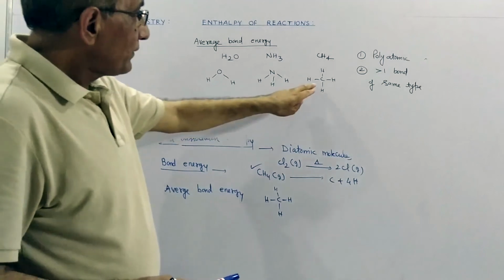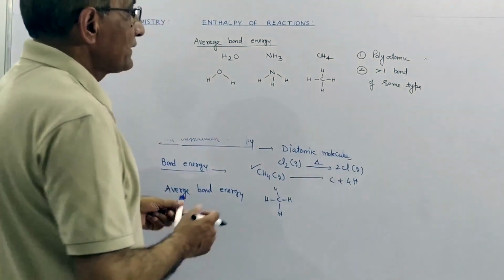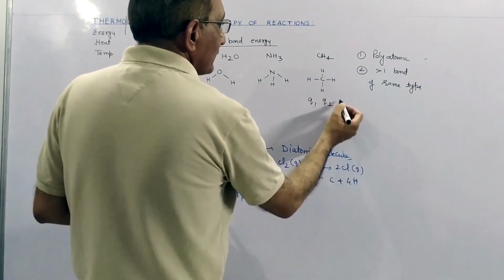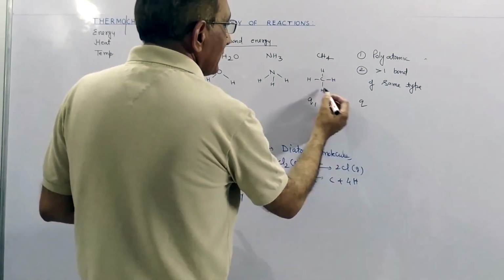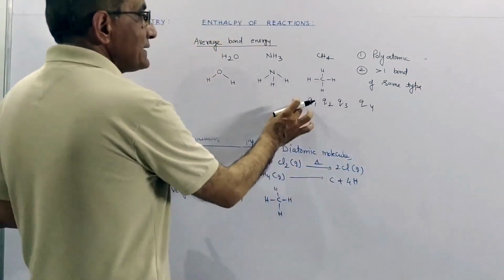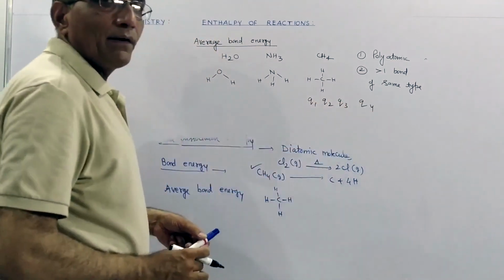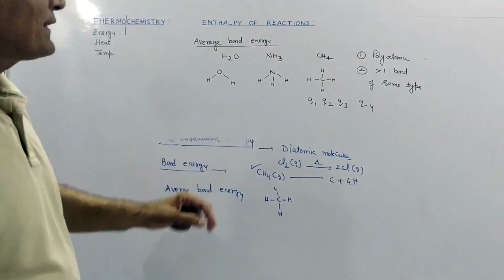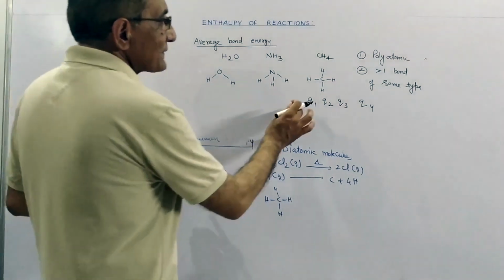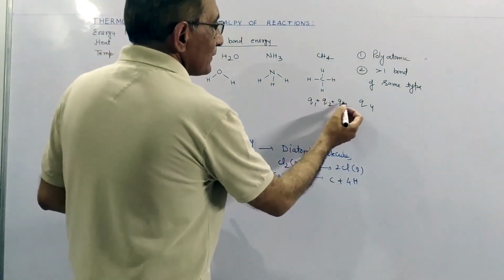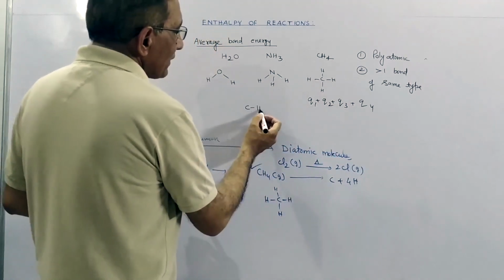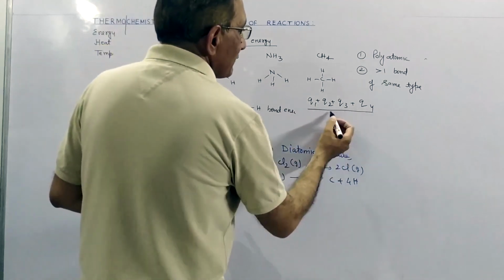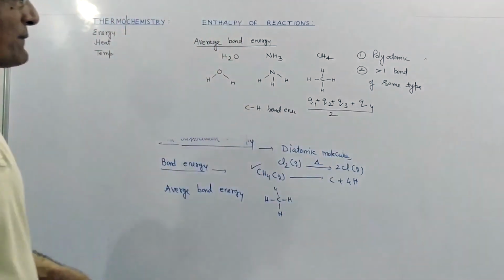If you want to break the first bond, suppose energy needed is Q1, then the second bond Q2, then here Q3, and here it is Q4. Then these Q1, Q2, Q3, Q4 are different. What can we call them? We can call them successive bond enthalpy. Successive bond dissociation enthalpies are different. So in such cases, how can you find out the CH bond energy? The CH bond energy can be calculated by taking the average of these 4.